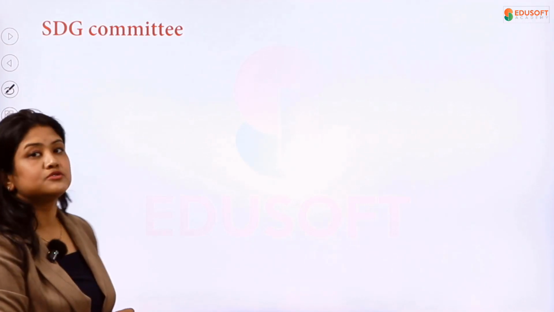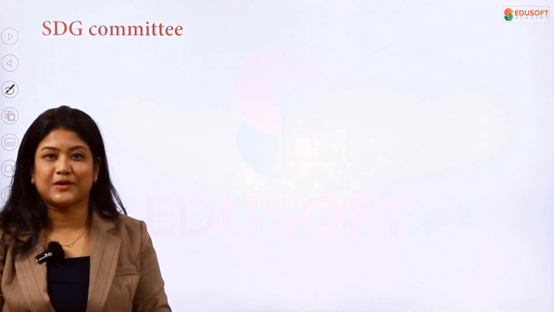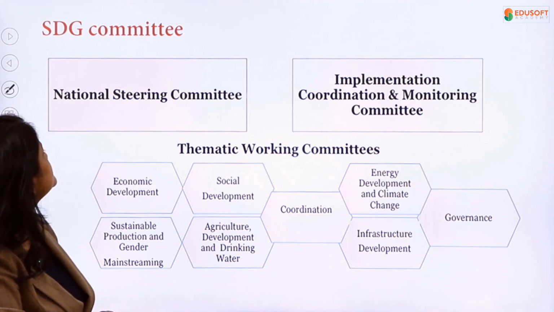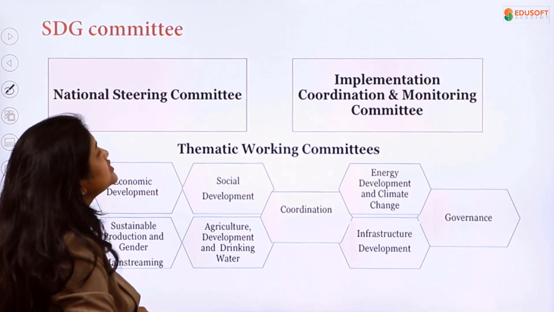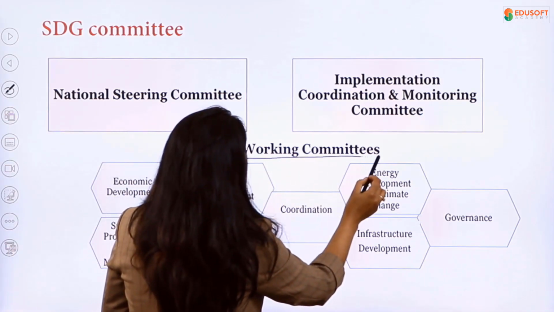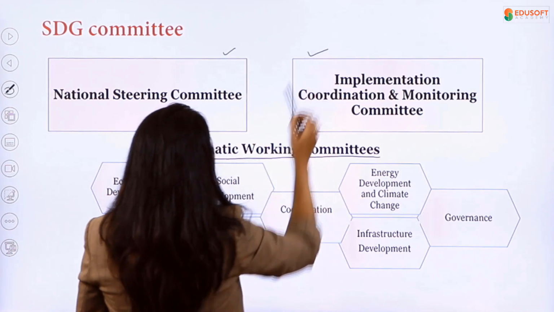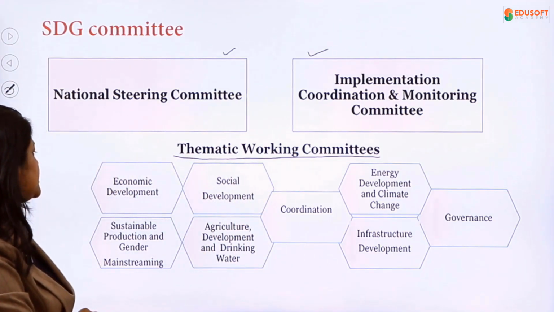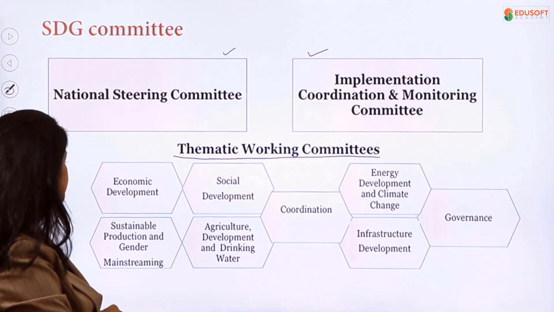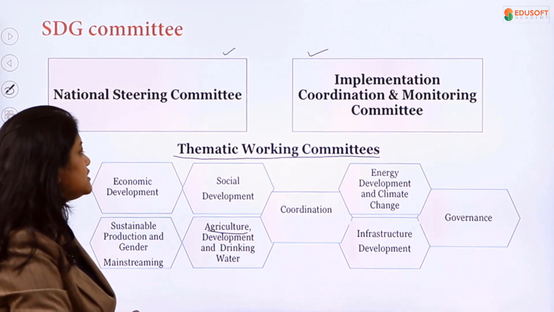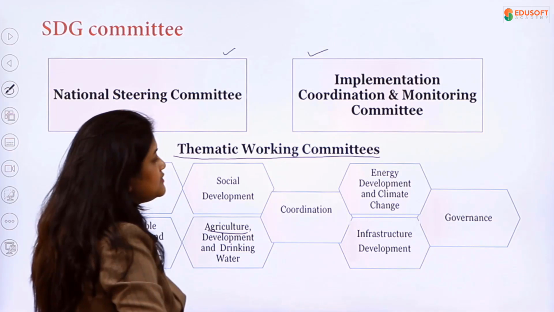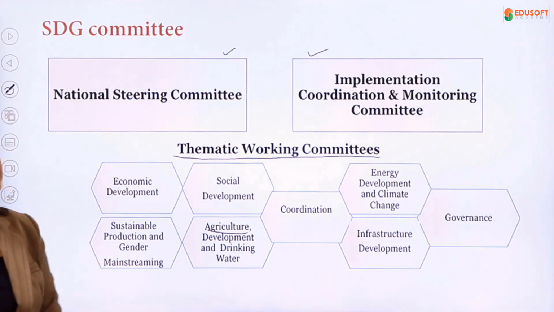Coming to the SDG committee, so you must be wondering how the SDGs are implemented and what are the different committees that are present. So there are the National Steering Committee, the Implementation, Coordination, and Monitoring Committee, and there are thematic working committees as well. So these are the two important bodies under which there are thematic working committees, as you can see in the slide, for economic development, social development, sustainable production and gender mainstreaming, agriculture development and drinking water, and coordination. These all work in a coordinated way with energy development and climate change, infrastructure development, and governance. So this is the SDG committee.